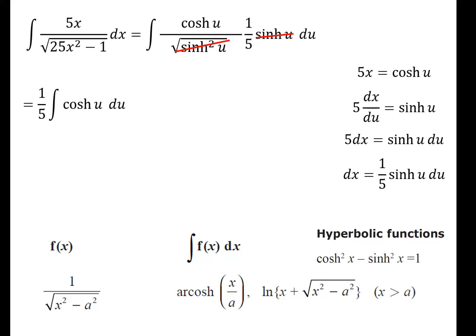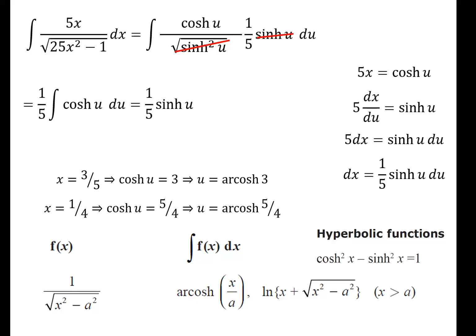So I can cancel out the sinhs there, and I've just got a fifth of cosh u, and of course cosh and sinh integrated give you sinh and cosh respectively. No worry about any negatives. Don't really need a plus C, of course, because I've got limits, and we could change the limits into u limits. So if the x was 3/5, cosh u is 3, so use the arcosh of 3 and put in a quarter. I get cosh u is 5/4, but I'm not going to do that.